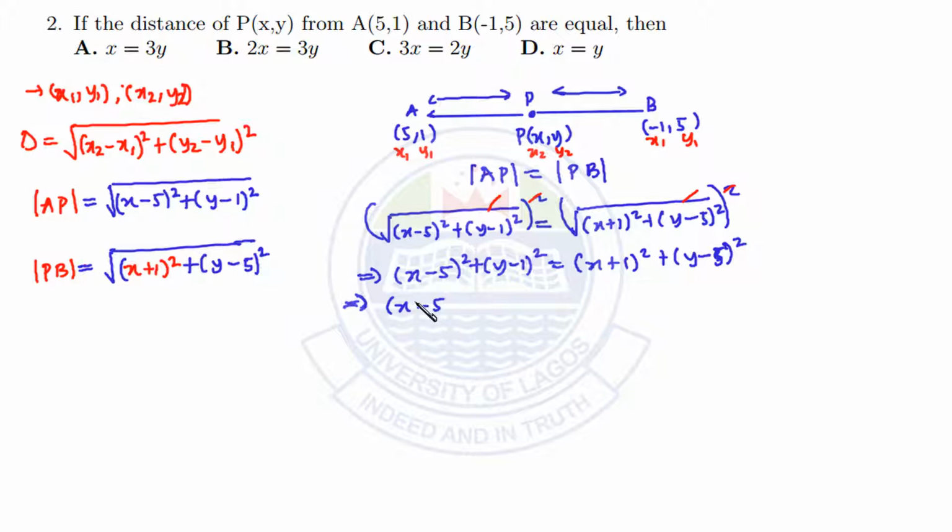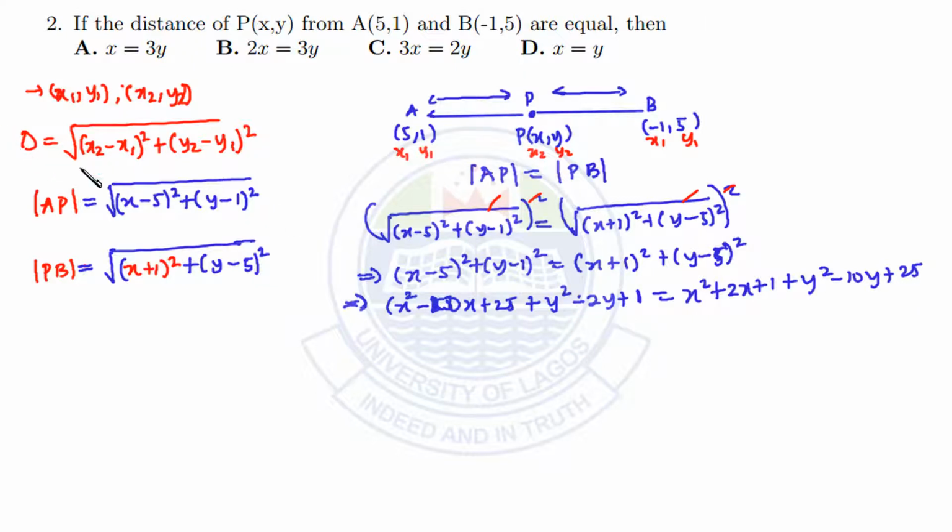So I'm going to have x square minus 10x plus 25, then plus, if I square this, y square minus 2y plus 1 to be equal to, if I square this guy here, x square plus 2x plus 1. Then the last one, if I square it, I'm going to have y square minus 10y plus 25. Of course, there are some terms that will cancel each other.